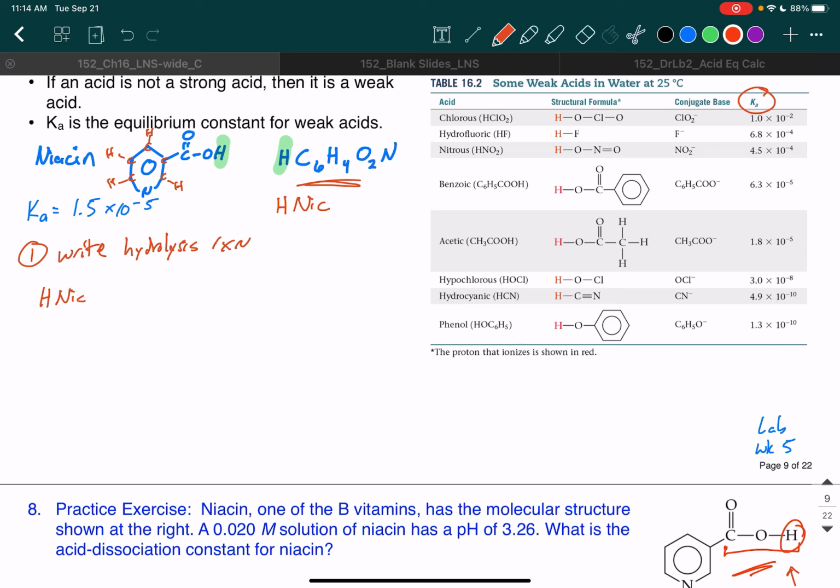We take our niacin, our monoprotic acid, and we react it with water. It is a weak acid because it's not one of the 7 strong acids. That's true always for us. Proton gets donated over. We have an anion now, and we have hydronium. And again, if you want to, you can put in the AQ and L tags, but I'm not going to worry about it at this point.